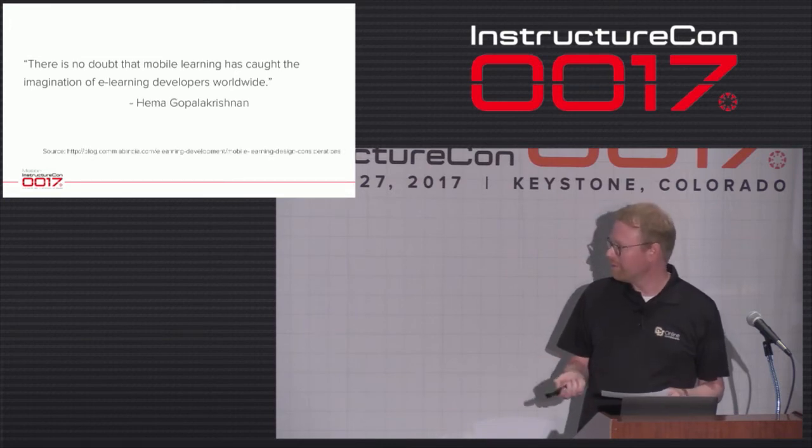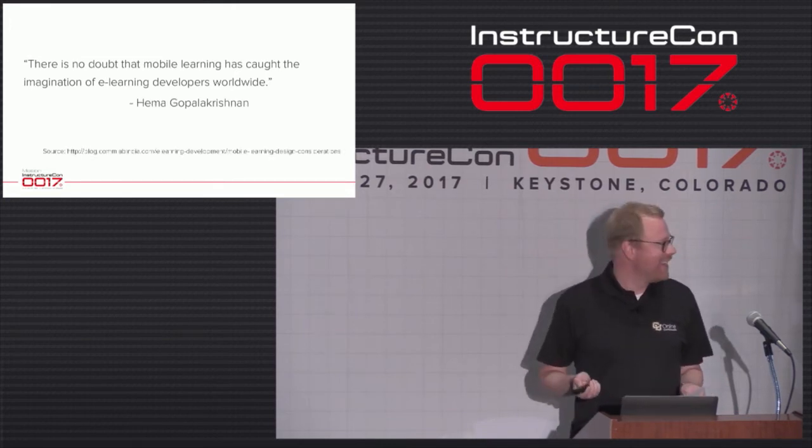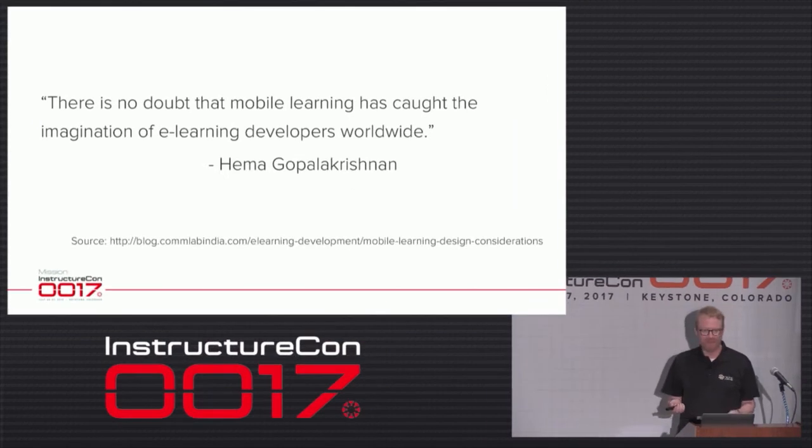And I'll just reveal the source here. This was a content mill that ended up on the first page of the Google search, because it's aggregating a lot of the common knowledge out there, but there's no real data behind it. It wasn't a very good article, but I thought that quote was really amusing because that's the sentiment out there. Mobile learning has caught the imagination of learning developers worldwide. That's totally true, but why? And should it?